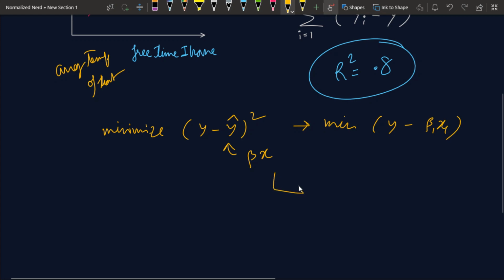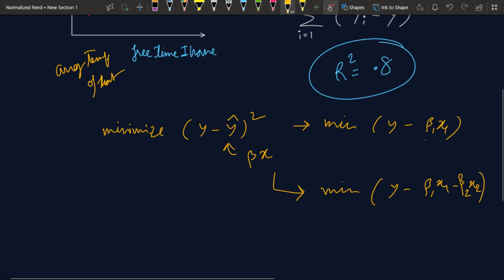Now what happens in case of the second model? That is, we have two features here, so the equation becomes y minus beta 1 x1, oops, let me write it again, minus beta 1 x1 and minus beta 2 x2. And by solving these optimization problems we find beta 1, and in this case beta 1 and beta 2 both.